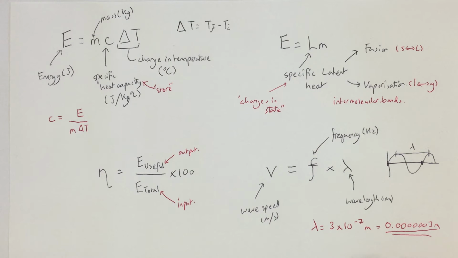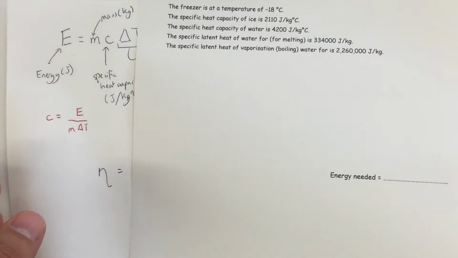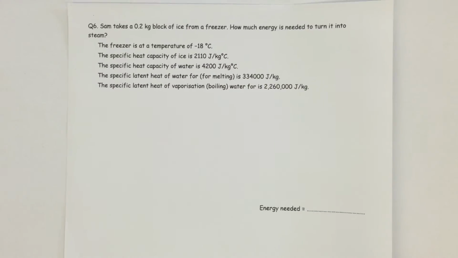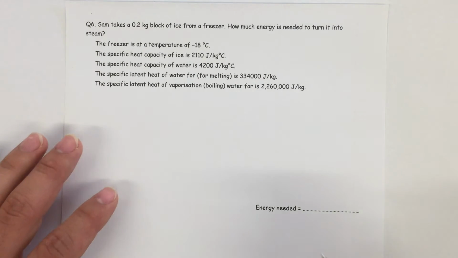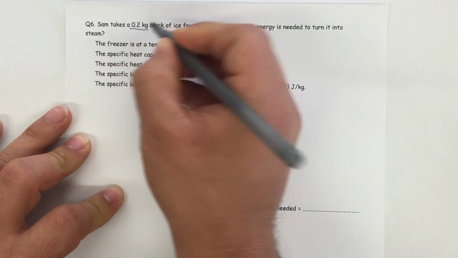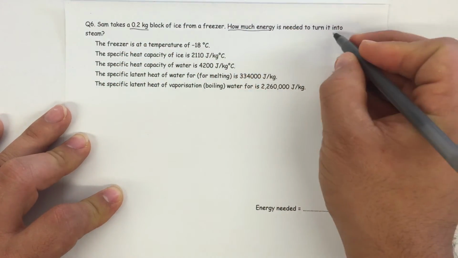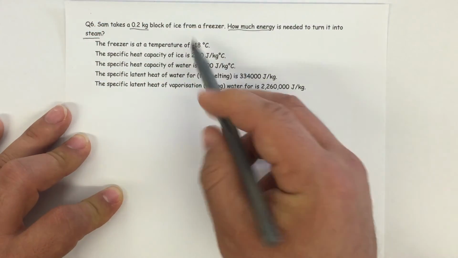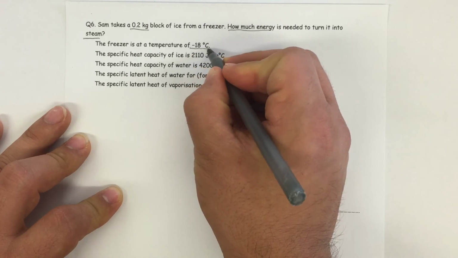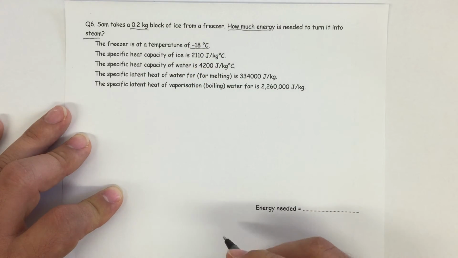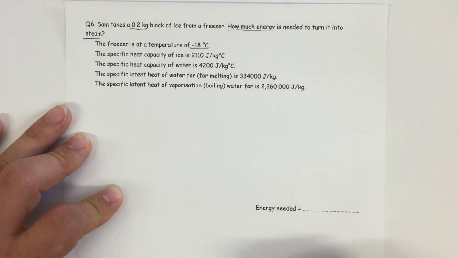So just one extra thing I want to do in this video is show you an example of the difference between specific heat capacity and specific latent heat with this question. Sam takes a 0.2 kilogram block of ice from a freezer. The question is, how much energy is needed to turn it into steam? So we've got to go from ice to steam. We start off with the ice at a temperature of minus 18 degrees, and we're given a whole series of information about specific heat capacities and specific latent heats.